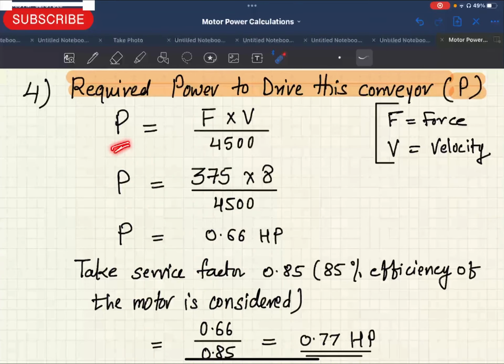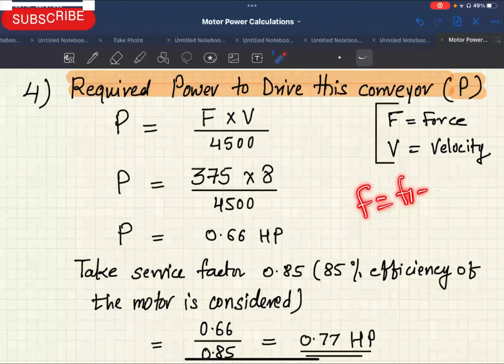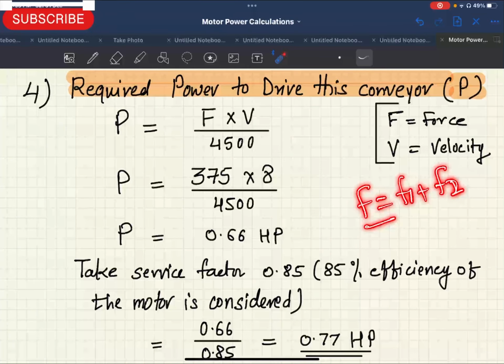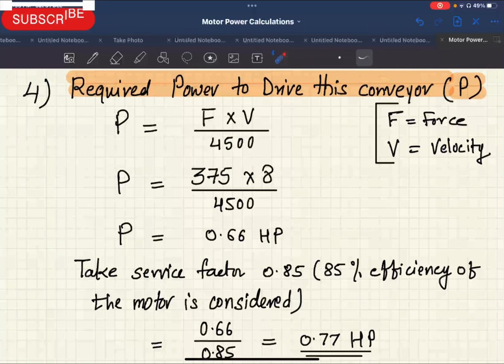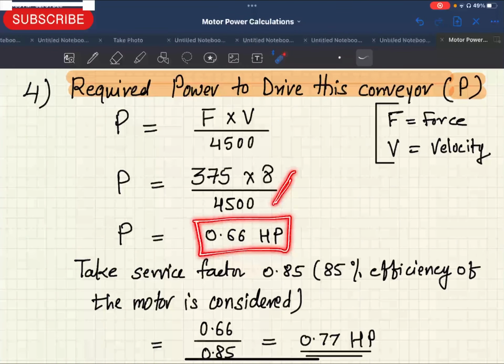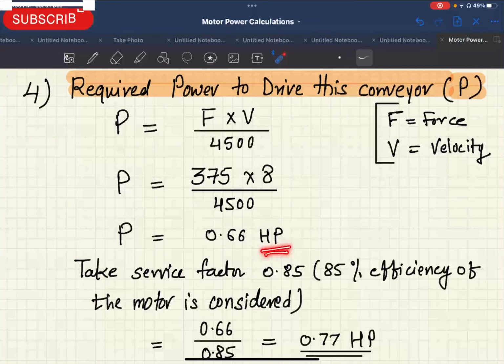Now we have arrived at the final stage, calculating the required power to drive this conveyor. So P, the required power, equals F into V. F is nothing but the force which we have already calculated, with the help of F equals F1 plus F2, the pull force plus friction force, and V is the velocity which we already know, 8 meter per minute. So 375 force into 8, the velocity, divided by 4500. By this calculation we get 0.66 horsepower motor required.